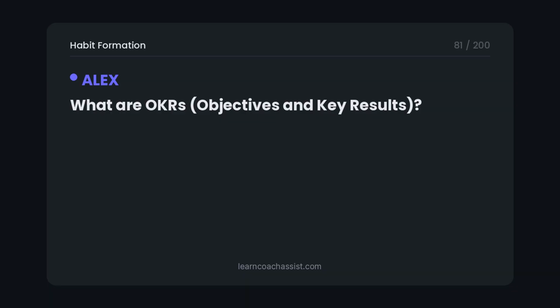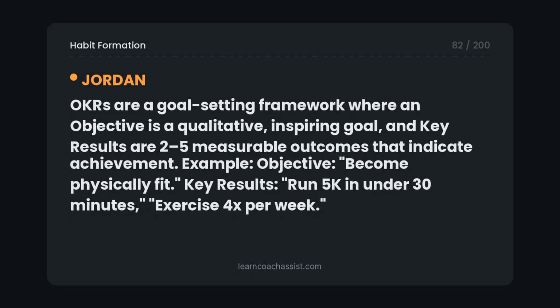What are OKRs, objectives and key results? OKRs are a goal-setting framework where an objective is a qualitative, inspiring goal, and key results are 2 to 5 measurable outcomes that indicate achievement. Example: objective, become physically fit. Key results: run 5K in under 30 minutes, exercise 4x per week.